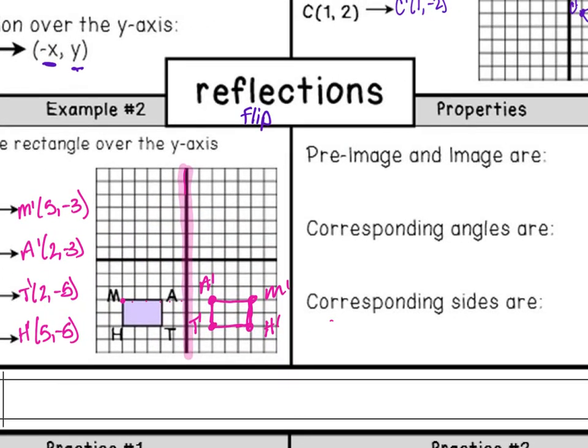And then I can talk about how my preimage and my image are congruent. Corresponding angles are congruent, and corresponding sides are congruent. Everything's congruent in a reflection.